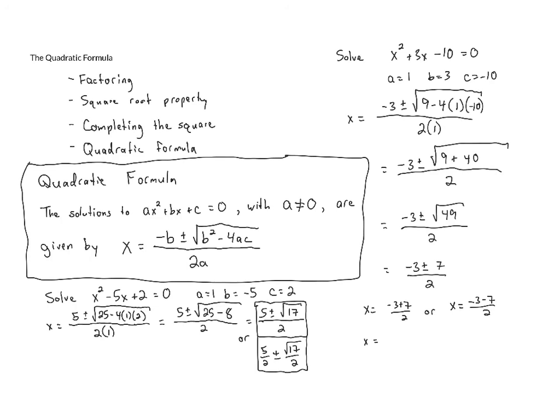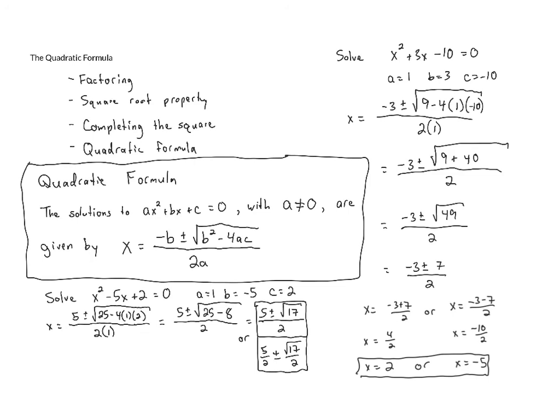Now negative 3 plus 7 is 4, so we've got 4 over 2, which is 2. And then over here, negative 3 minus 7 is negative 10, and negative 10 divided by 2 is negative 5. So we end up here with two solutions, x equals 2, or x equals negative 5.